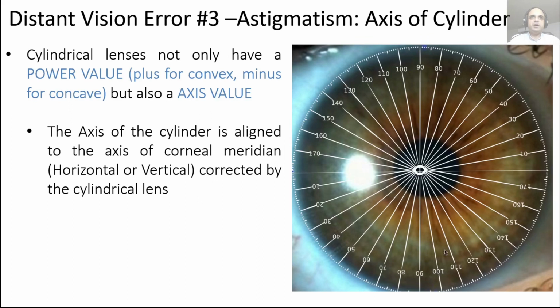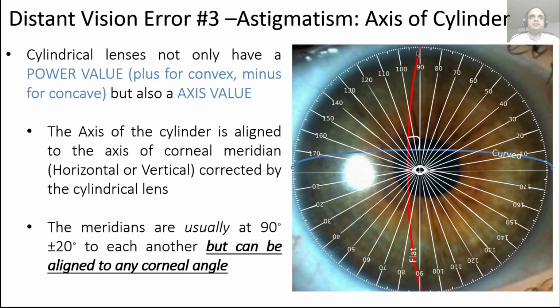So if I bring this rather nice axis chart for the cornea, and then I'll bring the meridians. So this is the X meridian, this blue line, and the red line is the Y meridian or the vertical meridian, and the blue line is the horizontal meridian or the axis.